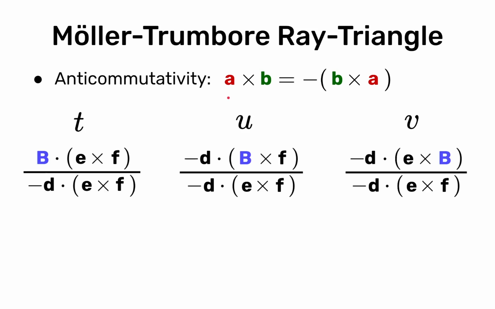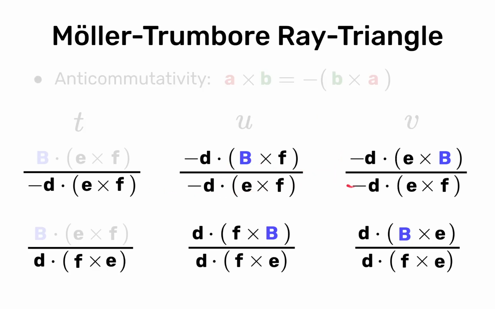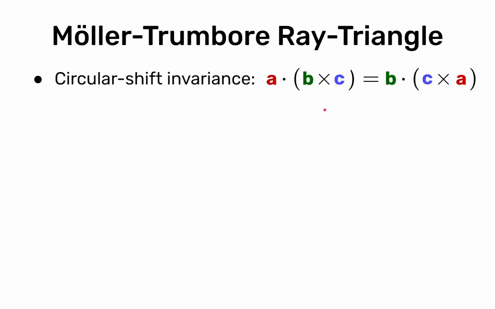Now we can use this anti-commutativity to get rid of these minuses that we have here. So when we use it for all of these terms, then we exchange the order of the arguments in these cross products and we get rid of the minuses. So now all these values are without the minus sign. There is this interesting property of the scalar triple product called the circular shift invariance, which says that we can actually move these arguments around in a circular way. So we move a to the left and it goes to the right, and then b goes to the left and c goes to the left. So abc ends up as bca, and this will give us exactly the same value as the original calculation.